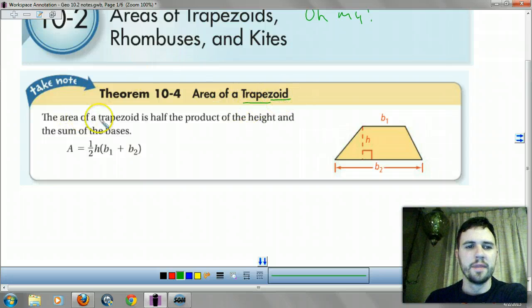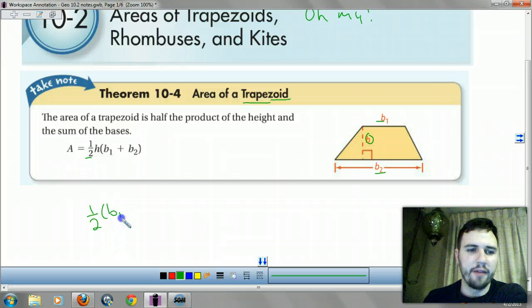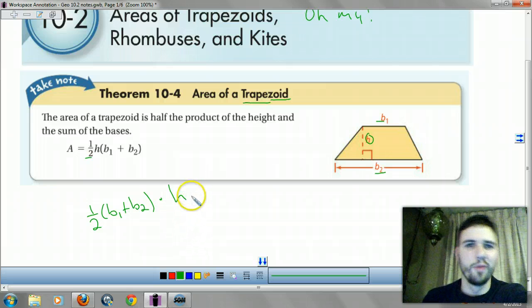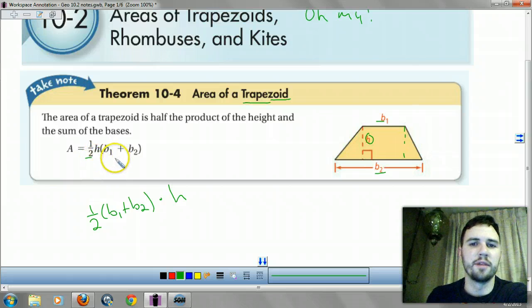Okay, the area of a trapezoid is 1/2 times your height times base 1 plus base 2. What you're actually doing is finding the average of your two bases, and then you're going to times that by your height. That's where the formula comes from. If you're ever taking the ACT and you get stuck, you can always make these into triangles and a rectangle. Keep that in the back of your head, but 1/2 height times base 1 plus base 2.